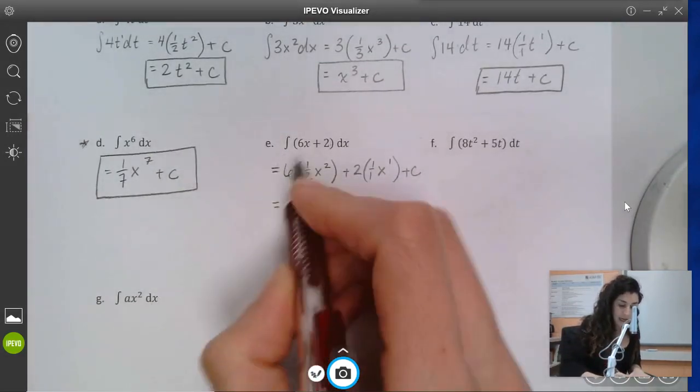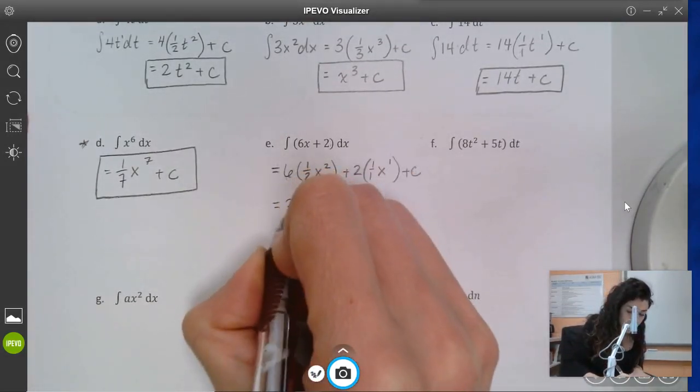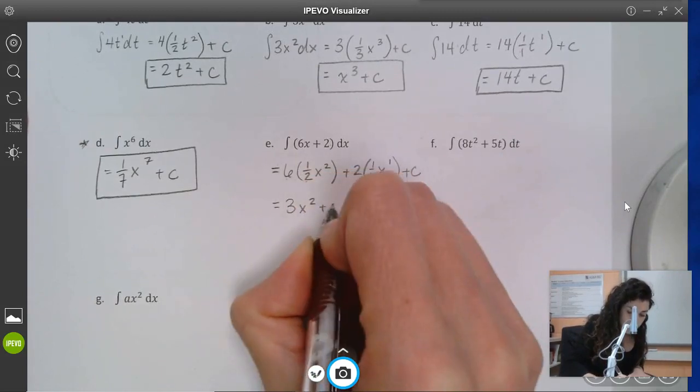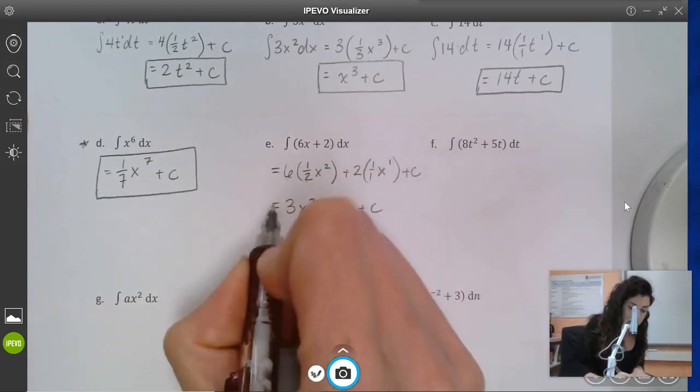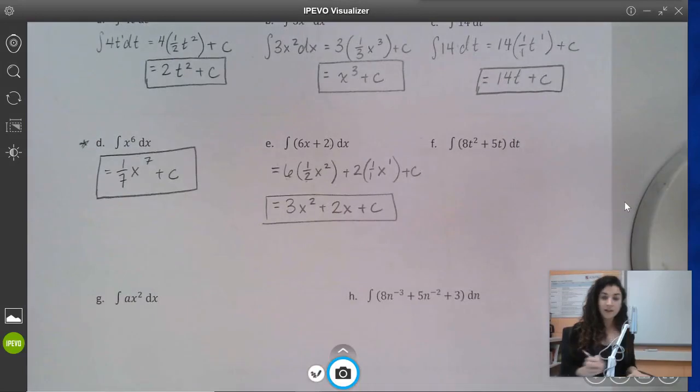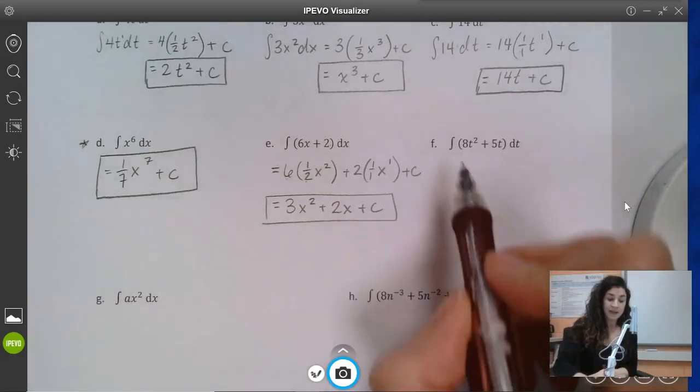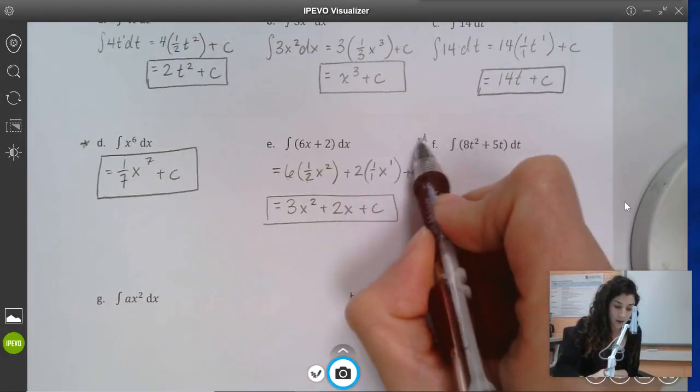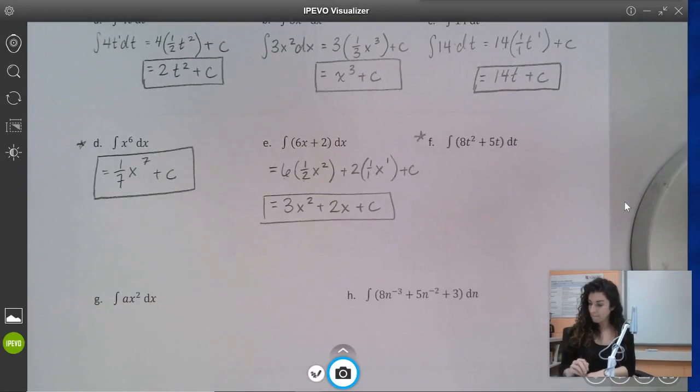Multiplying some of these pieces out, 6 times a half is 3x squared plus 2x plus c. And that is your integral for a 2-term polynomial. I would like for you now to try that out on your own with part F.